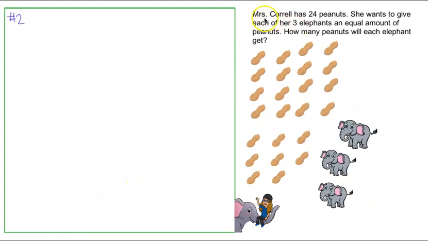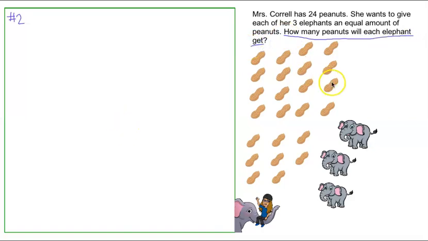All right, so here's our problem. Mrs. Carell has 24 peanuts. She wants to give each of her 3 elephants an equal amount of peanuts. How many peanuts will each elephant get? Well, where's our question? Right at the end. How many peanuts will each elephant get?